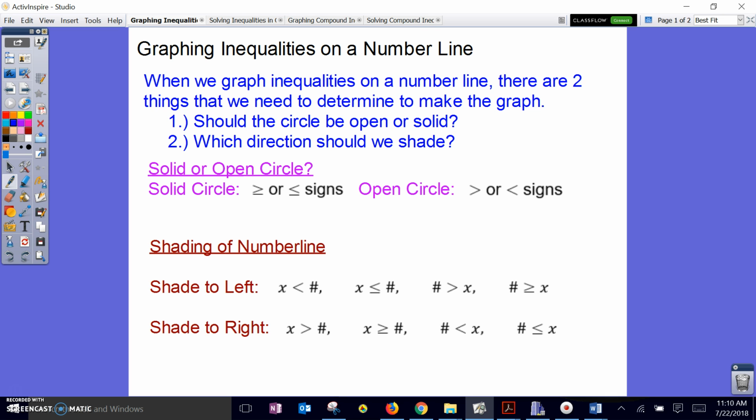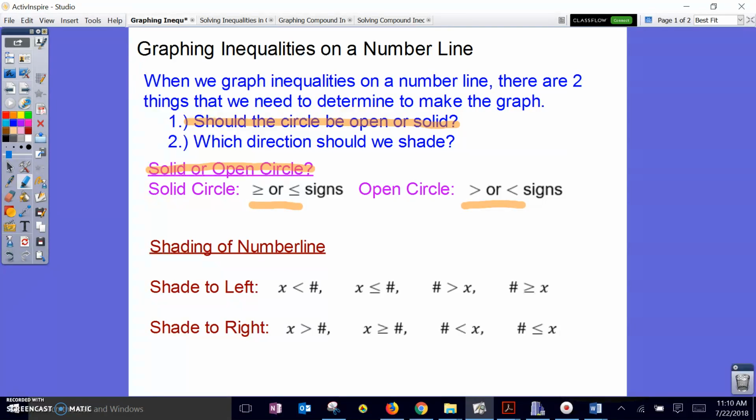And if you think about graphing inequalities with this underlying thought in mind, it makes a lot of sense how we actually approach this. So it says here at the top that there's two things that we need to do to make the graph. The first thing that we need to do, we need to decide, should the circle be open or solid? And the way we decide that is very simple. All we do is we look at the signs. If the signs contain an equal to portion, for instance, if we look at a greater than or equal to or a less than or equal to, then there's a solid circle. Whereas if we have a less than or a greater than sign, then we have an open circle.